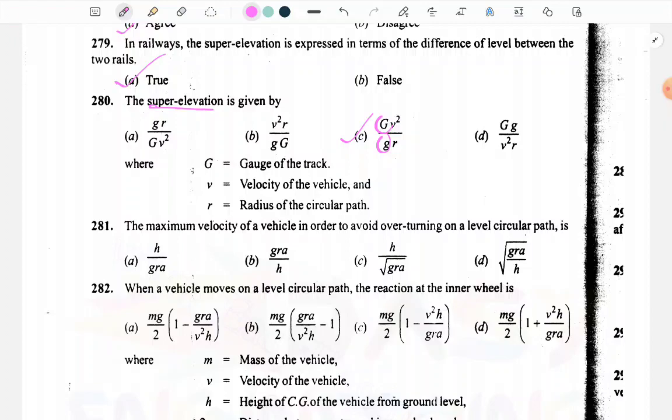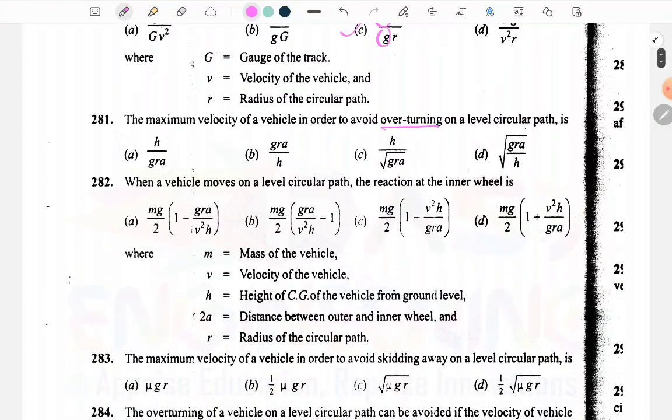Maximum velocity of a vehicle in order to avoid overturning. Very important questions these are. Avoid overturning, not skidding. Overturning on a circular path, whatever you are saying, that's correct. 281 is D, under root of. So velocity is under root of 2gh, you can remember like that. Root will be there, but the h will not be in the numerator, it should be in the denominator.